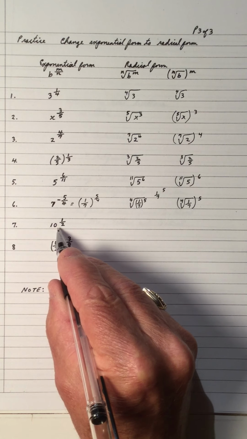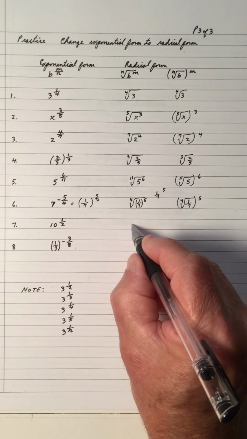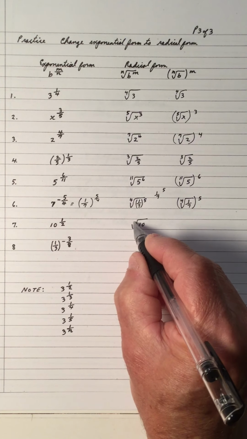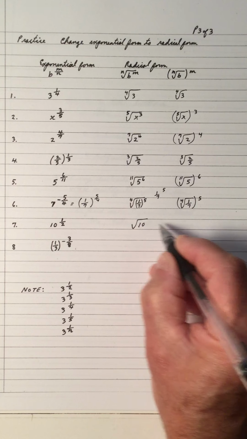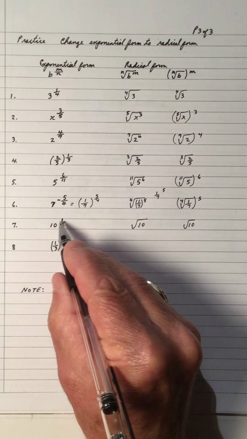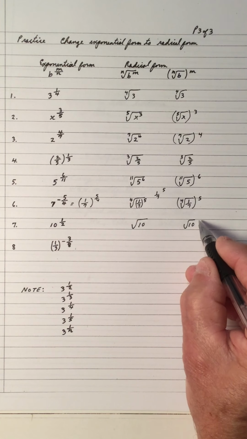Number 7. Again, the base is 10. 2 is the square root, but we don't put it in. Raise it to the 1 power. And both of them become the same. Again, 2 is the square root, so it's understood to be there. Raise it to the 1 power.